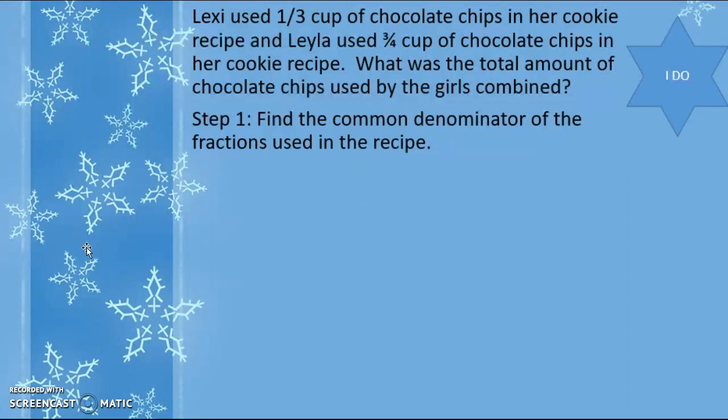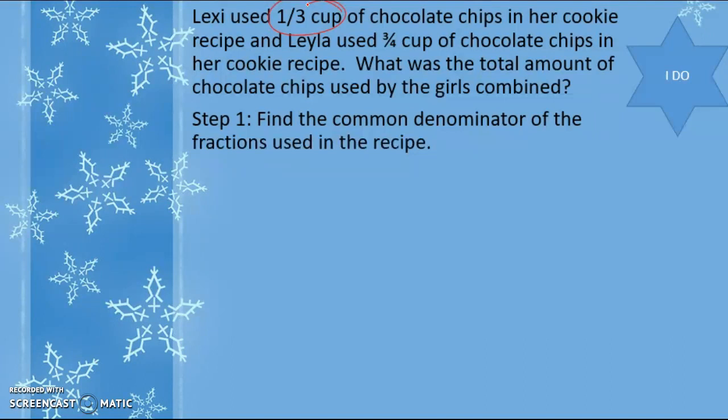Lexi used 1/3 cup of chocolate chips in her cookie recipe. Notice I did not say 1/3 cups of chocolate chips. That's because we know from ELA that when you add an S to the ending of a word, that means that it's more than one. And when we're dealing with fractions, it's not more than one. I know that sounds strange, but that's what we're doing.